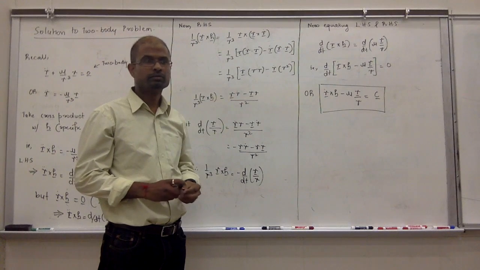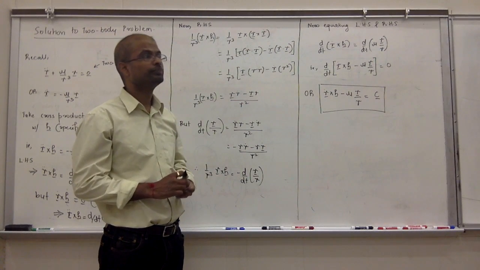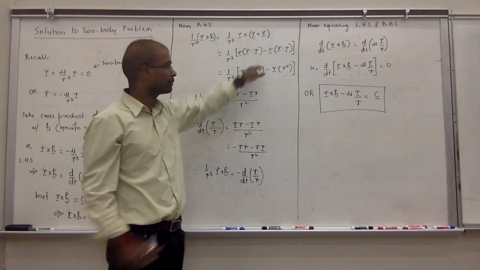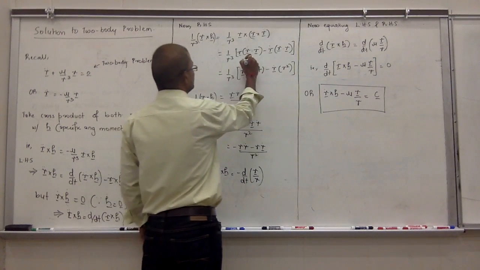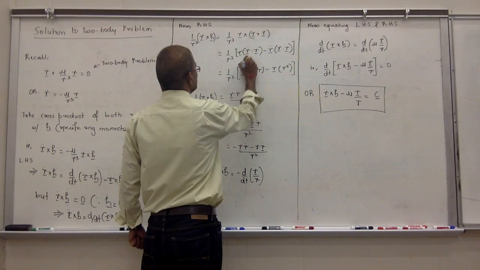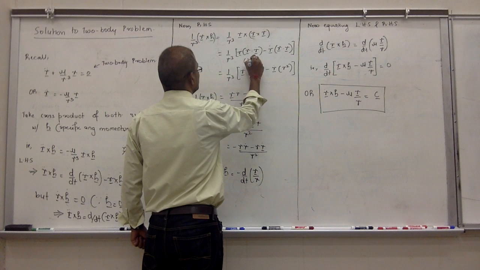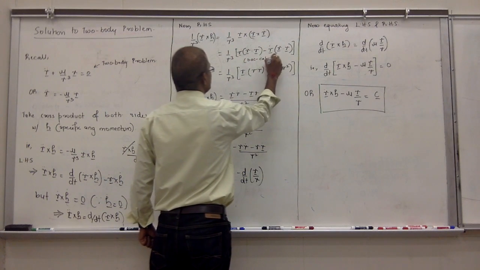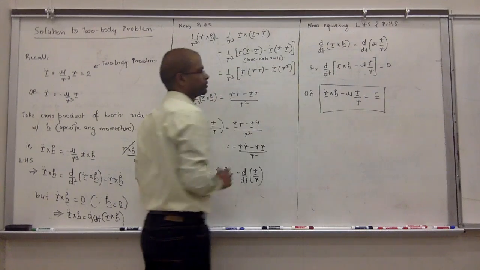Oh, that's the ABC rule. This is the BAC minus CAB rule. So just remember this: BAC minus CAB. I've shown you this, check your notes from the first lecture.